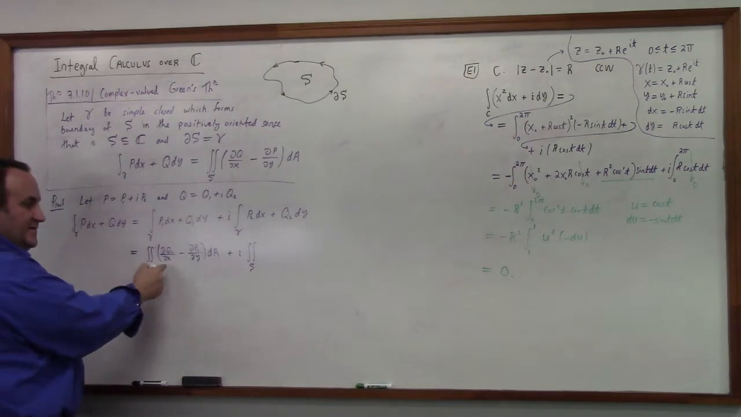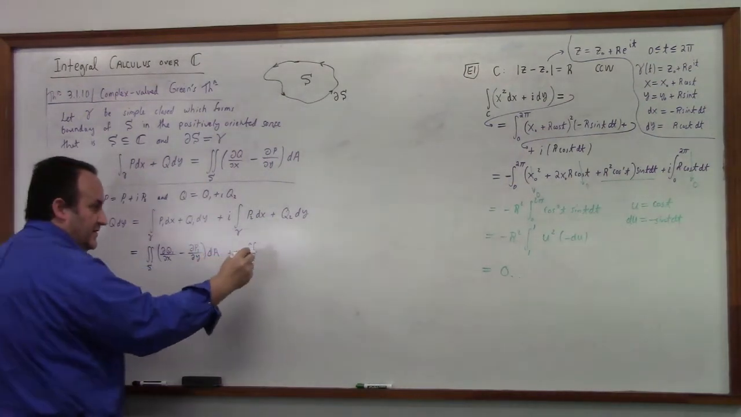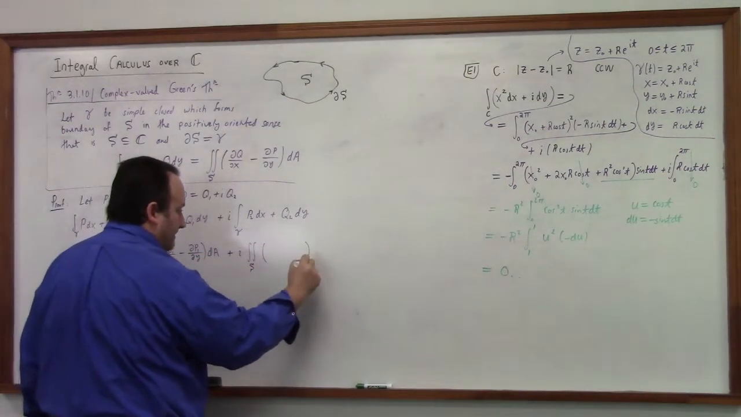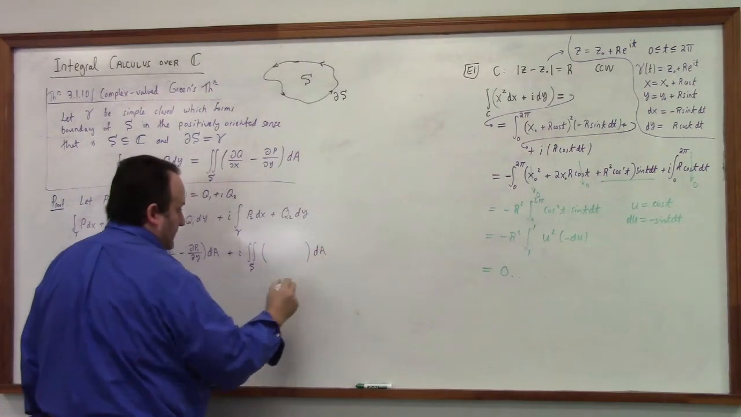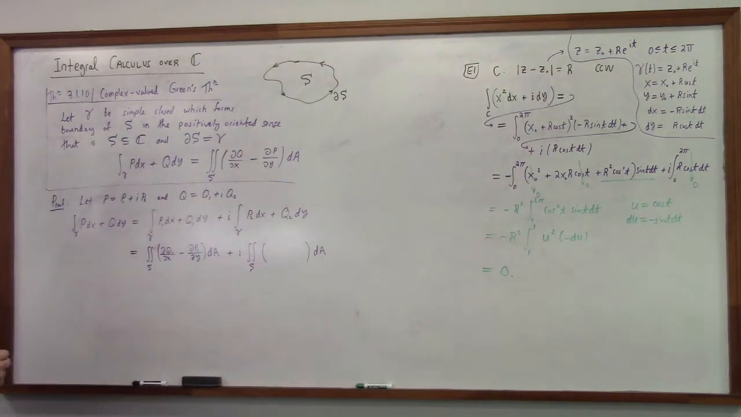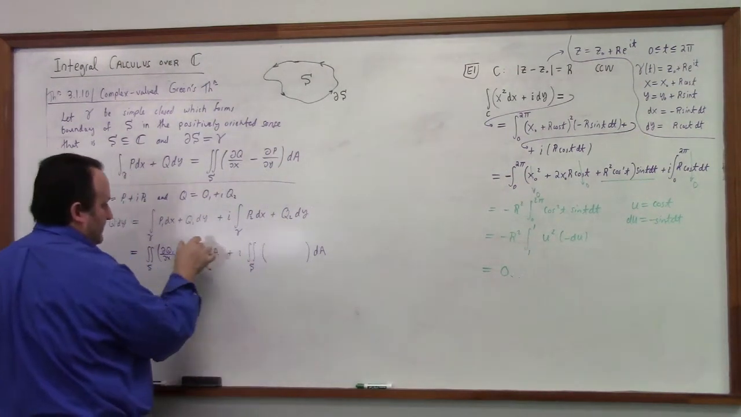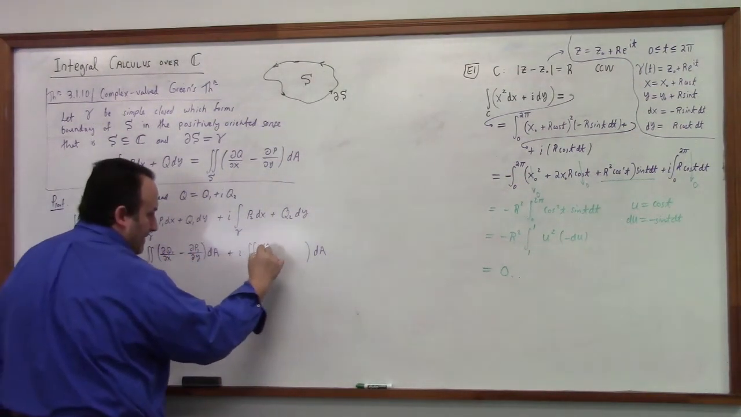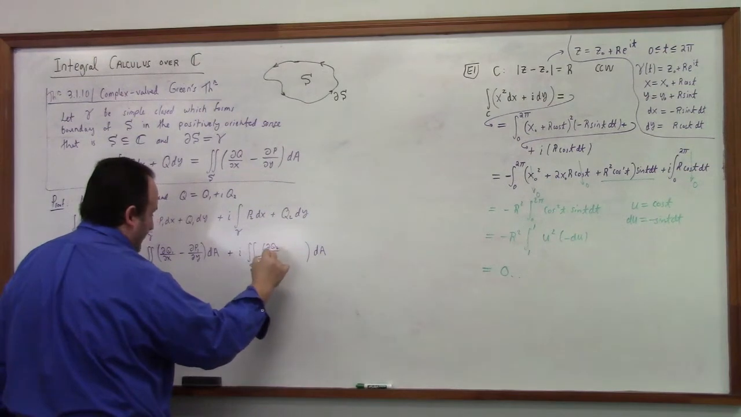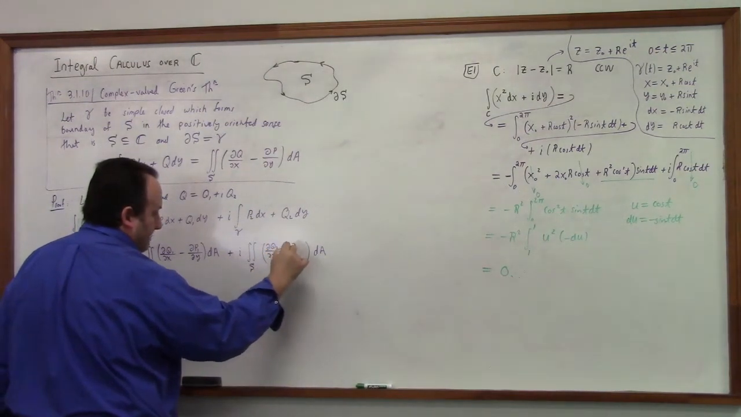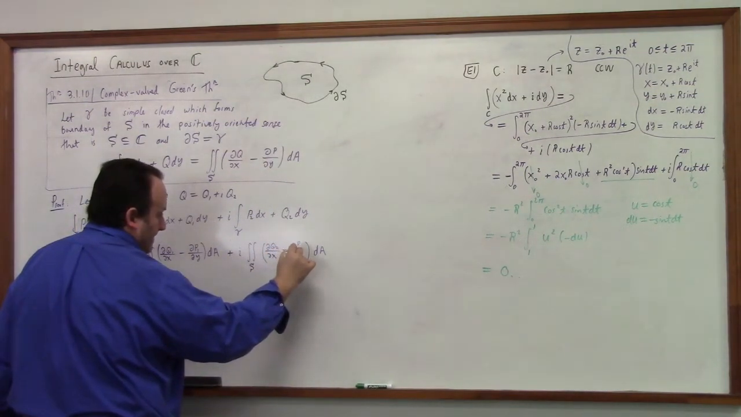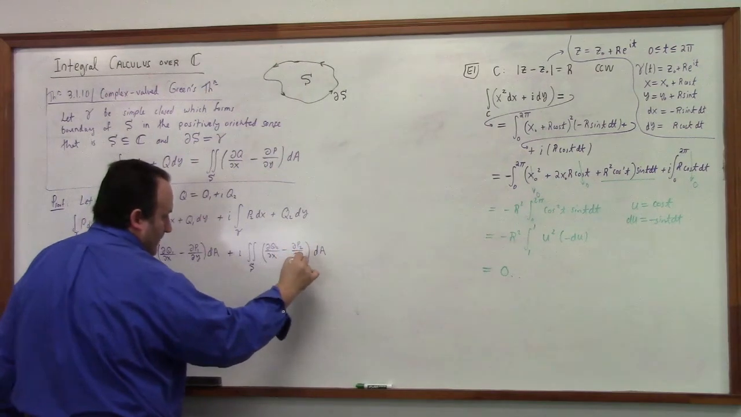So if you understand this, you should be able to tell me what to write over here. So you guys tell me, what should I write over here? What goes over here?